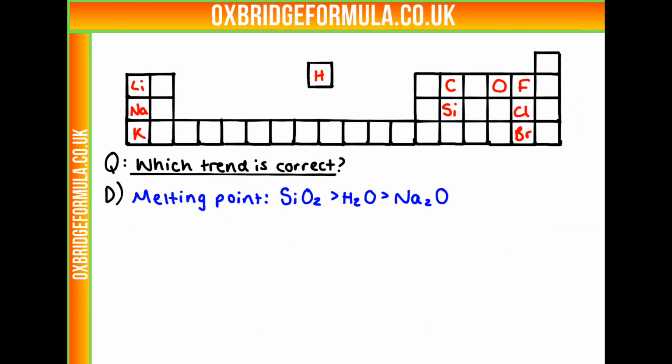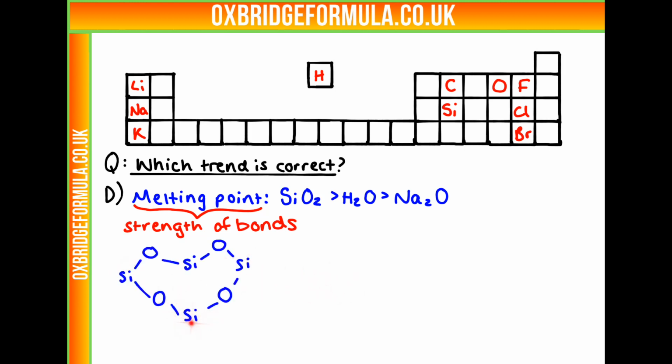Our fourth trend is the melting points. Does silicon oxide have the highest, followed by water, followed by sodium oxide? Well, for this one, again we have a melting point, so similar to our boiling point, this is going to rely on the strength of the bonds between these molecules. So let's draw these structures out and see what sort of bonds they have and what are their relative strengths. So if we start with silicon oxide, that forms these structures where each silicon is bonded to 2 oxygen and vice versa, and it forms these big, huge structures. And these are all covalent bonds. So these are large covalent structures.